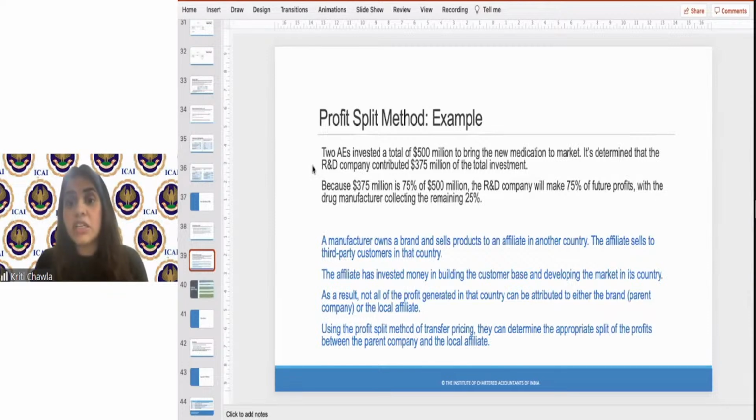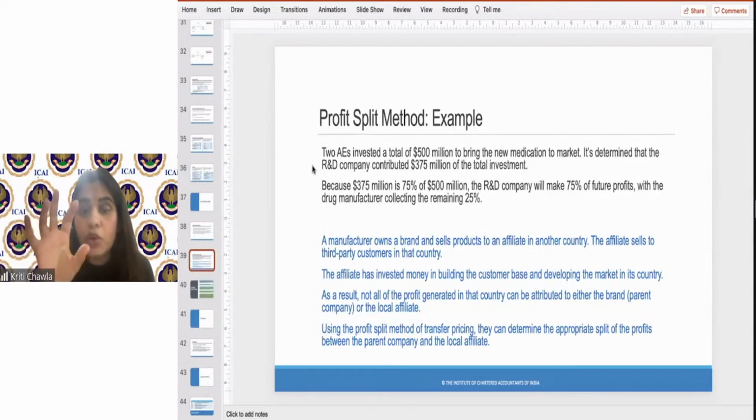They were coming up with a new medication in the market. So to have a new medication in the market, they spent a total of $500 million. Now, in this particular situation, the research and development (R&D) was $375 million of the total investment. The thing was that they were not able to establish who did what and what was basically done.